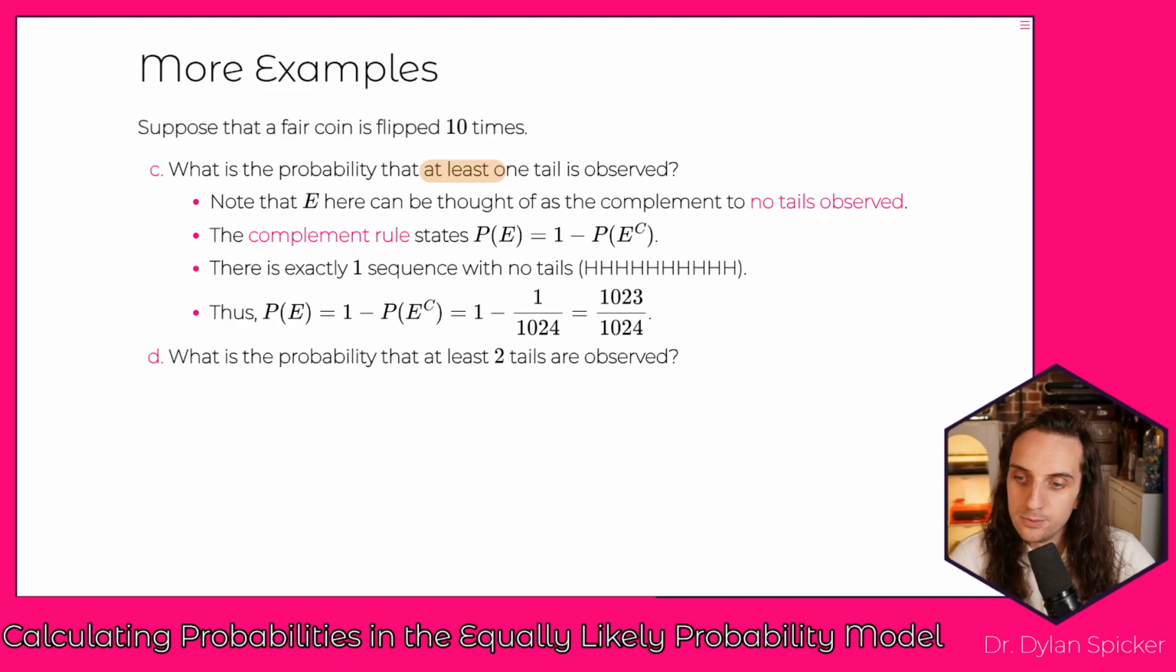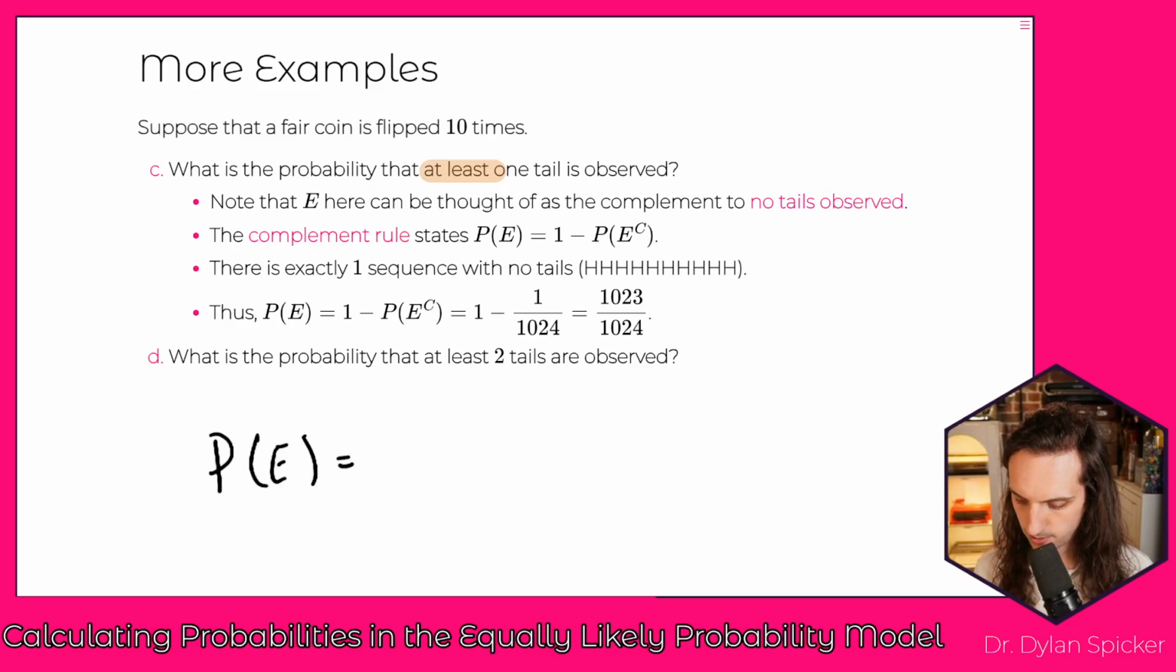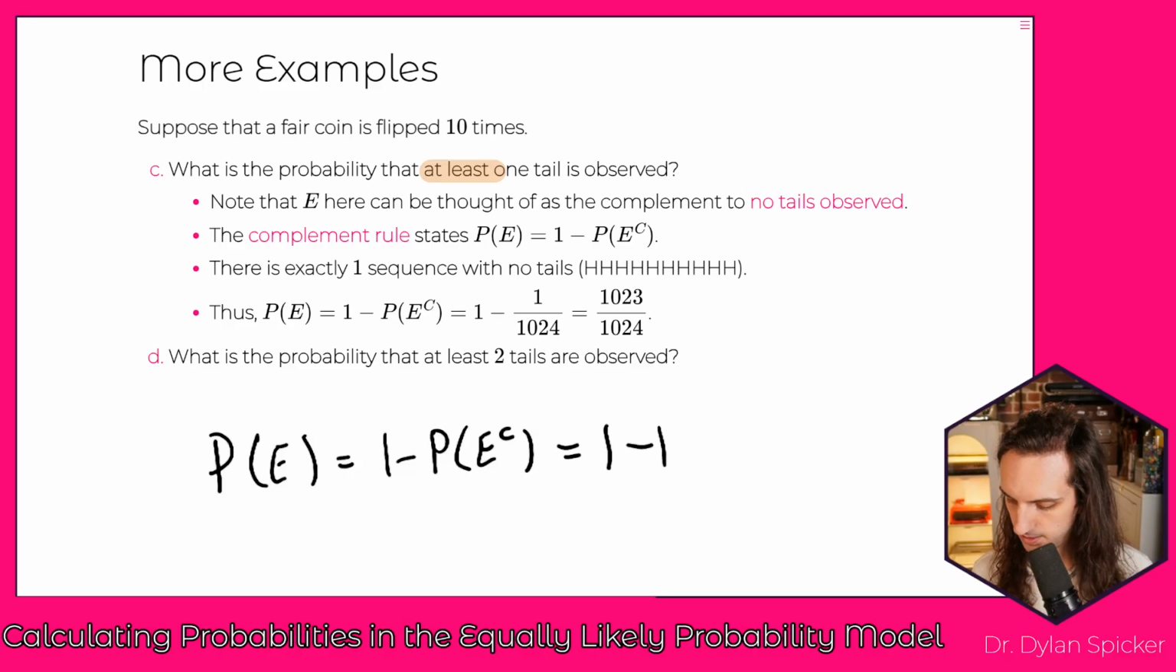In part D, what is the probability that at least 2 tails are observed? Okay, and so again, we're going to use the same logic that we used for part C, but instead of just thinking it's going to be the complement of 0 tails, here we have to have the complement of 0 tails or 1 tail. I'd encourage you to work through this probability yourself and see if you can work it out. But what we're going to say is that the probability of E is going to be 1 minus the probability of E complement. And what is E complement here? Well, that's the event that you observe 0 tails or that you observe 1 tail, right?